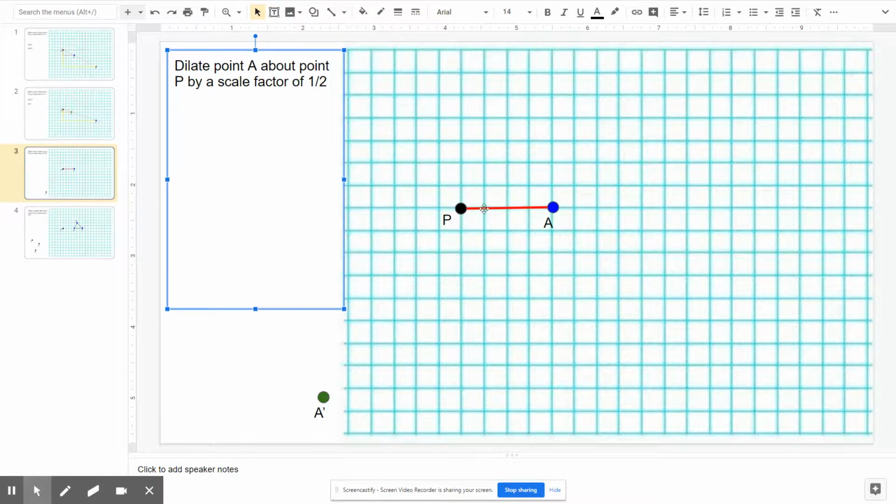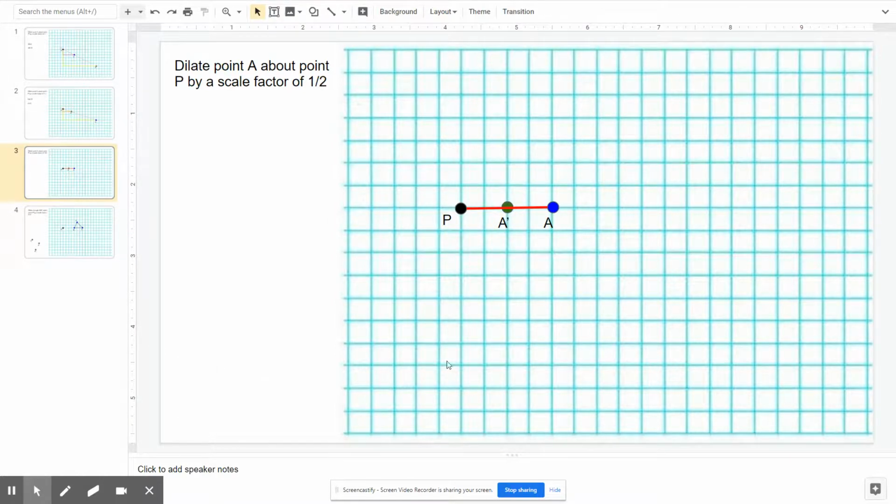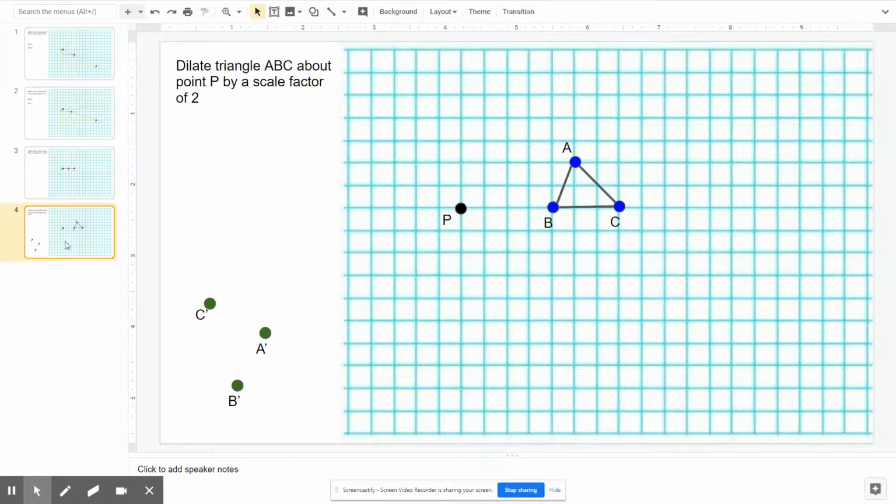So all I got to do is say 4 over. So what's 1/2 of 4? It's 2. So all I got to do is go over 2, and I've got my point. There is point A prime. So when it's on a grid line, that's pretty easy because your dashed line is literally your grid line. Let's do one more and move an entire figure.